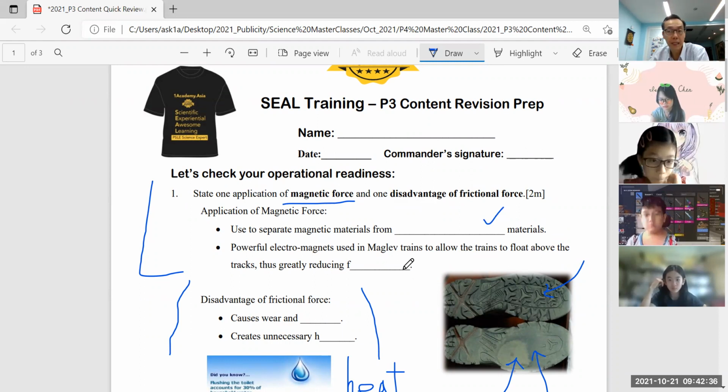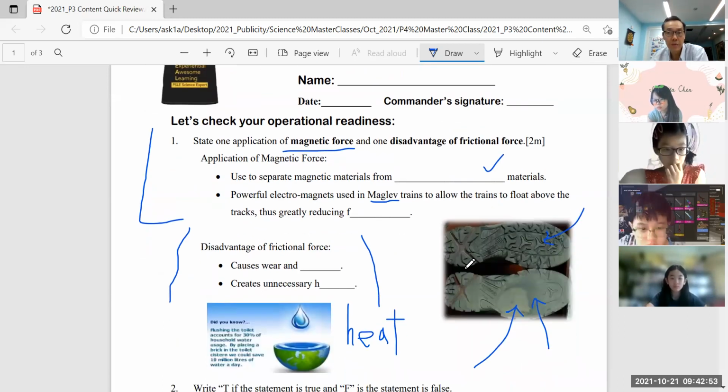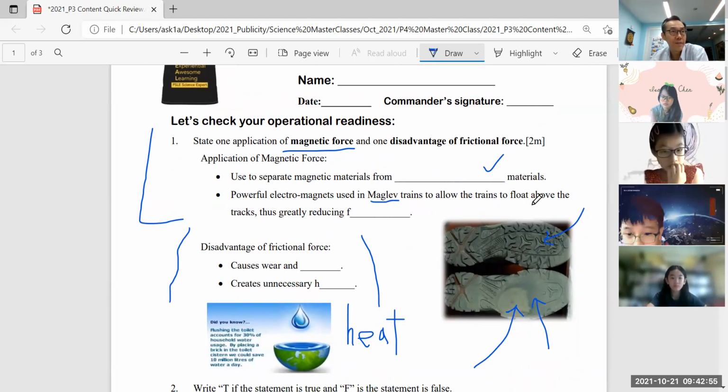And powerful magnets in the maglev train. Maglev train, we all know, right, is a magnetic levitation. This train was first introduced in Japan or in Germany. They use powerful temporary magnets, or electromagnets, to cause repulsion. So the train actually floats above the track. This reduces friction.